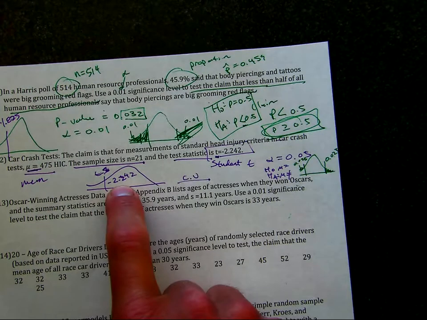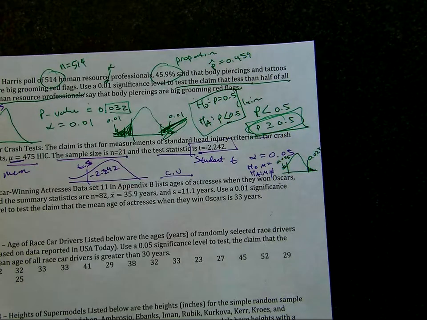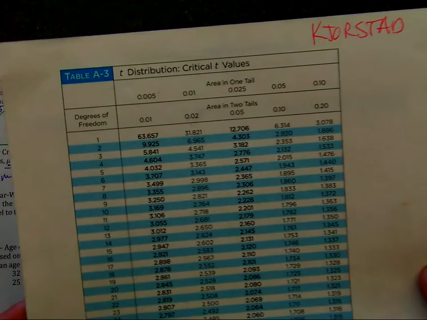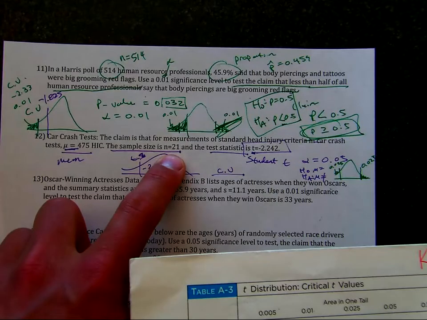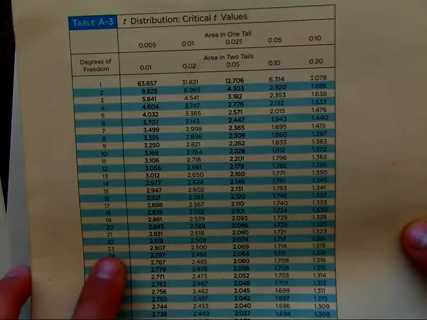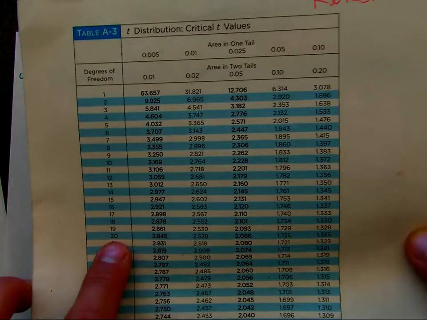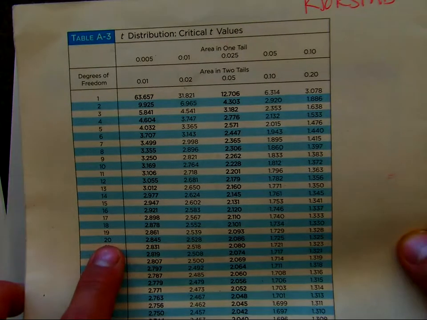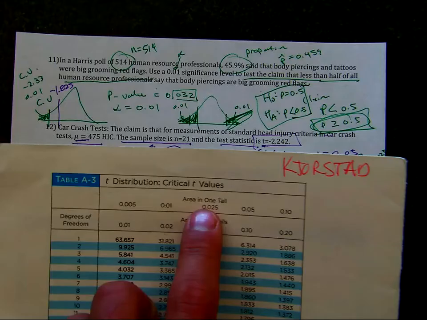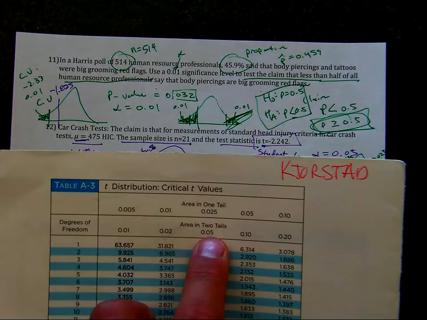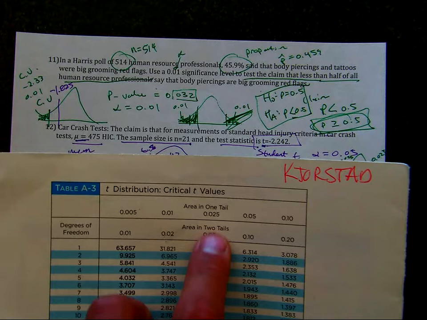Hopefully you guys have gotten familiar with it. The reason why they include the sample size is because that's how we can find the degrees of freedom. So in this case, it's 20. 20 is right there. And how much area should be in the, so like if you're looking up here, you have area in one tail and area in two tail. So basically this is if you split it. So in this case, area in two tails should be 0.05. In other words, area in one tail would be 0.025.